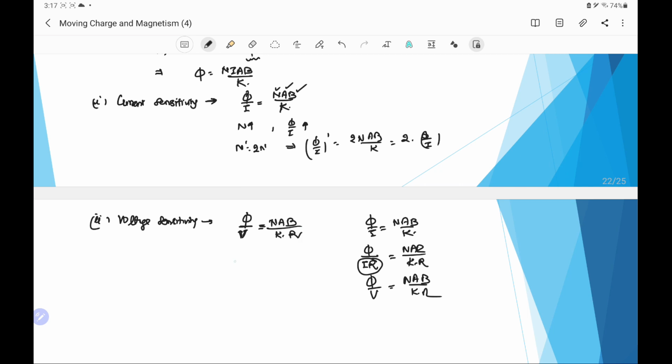Here, if N is increased, then R also increases. So this implies that phi by V, that is the voltage sensitivity, remains unchanged. It means by increasing the number of turns, current sensitivity increases, but voltage sensitivity remains unchanged, because as N increases to say twice, N dash equal to 2N, then R dash also becomes 2R, and hence phi by V, that is the voltage sensitivity, remains constant.